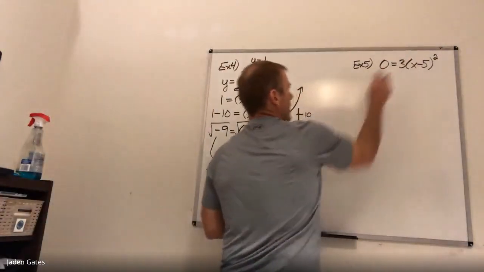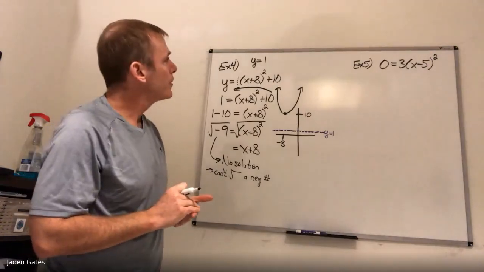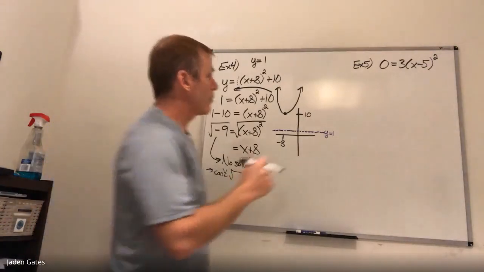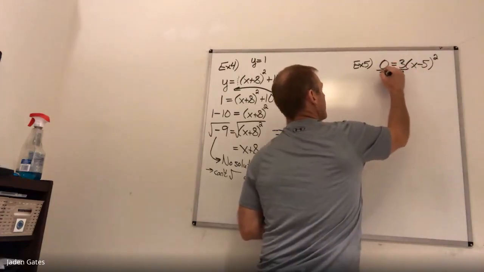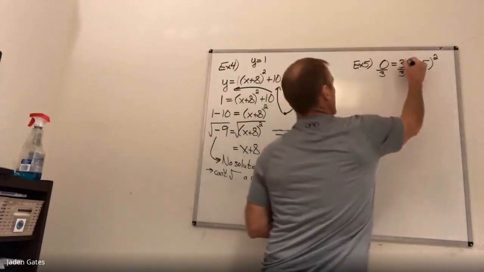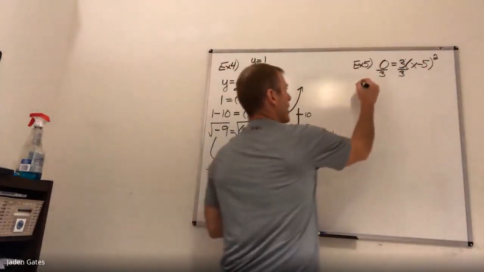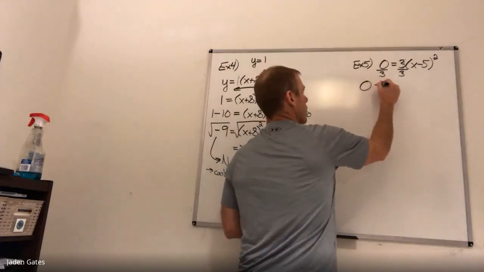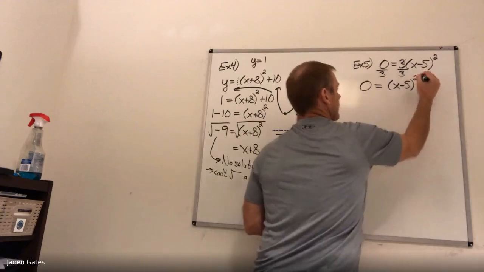All right, so let's see. To get x by itself, I've got to get rid of the 3, the negative 5, and the little 2. I can get rid of the 3 by dividing both sides by 3. All right, so let's see what we got here. 0 divided by 3, well, 0 divided by anything is just 0. And then I have (x minus 5) squared.